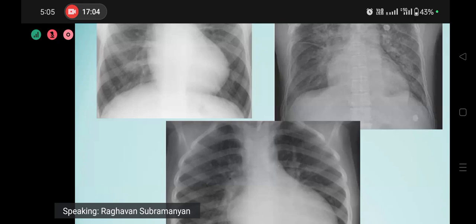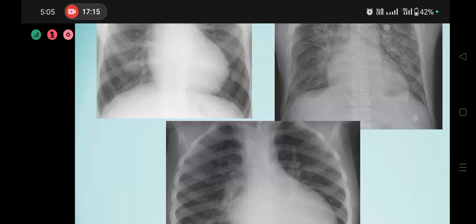Now, generally, LV configuration goes with left ventricular enlargement. Now, this is not absolute. LV configuration does not 100% mean left ventricular hypertrophy.